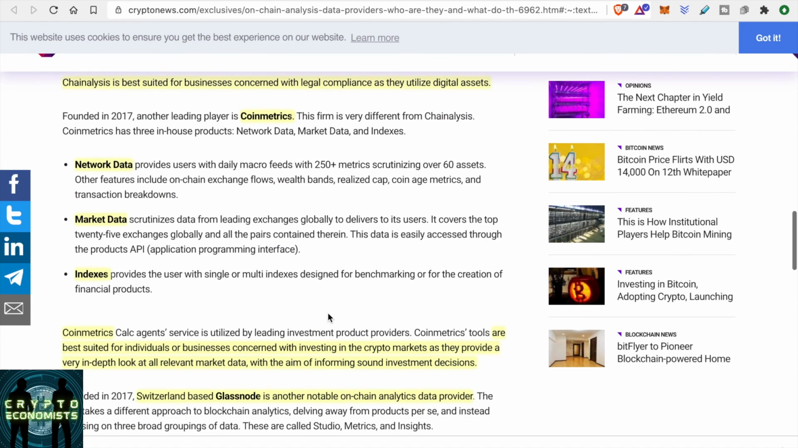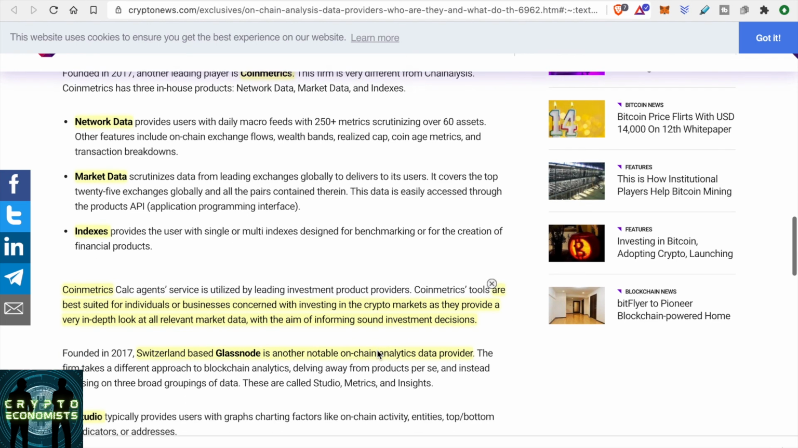Another one on the list is Coinmetrics. This firm is a little bit different from Chainalysis, and it has 3 in-house products. It includes network data, market data, and indexes. Coinmetrics are best suited for individuals or businesses concerned with investing in the crypto markets, as they provide a very in-depth look at all the relevant market data that's out there. So with the aim of informing sound investment decisions for investors and businesses.